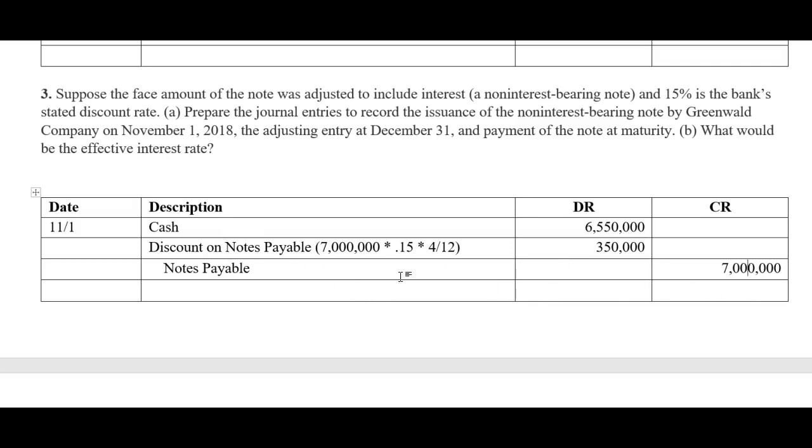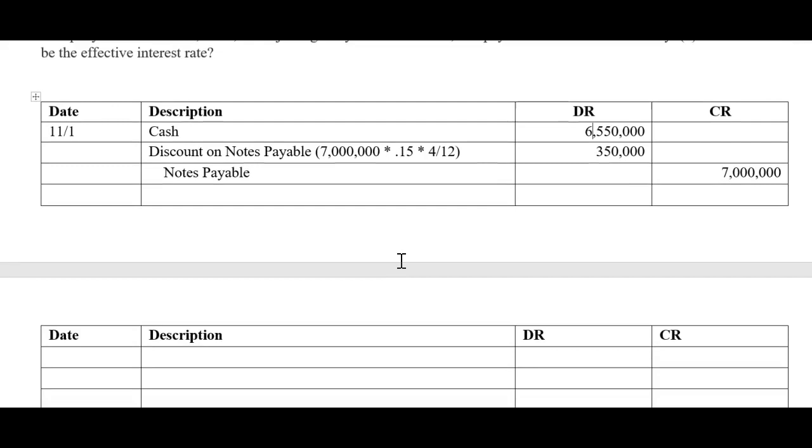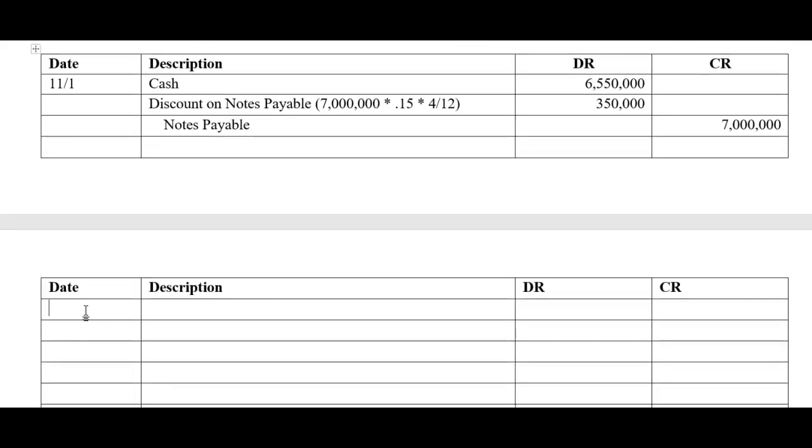Even though we have to pay back $7 million, we've discounted back for the interest that would have accrued and gone ahead and taken it out on the top of the note. So we only received $6,550,000. Now let's look at the same thing, the adjusting entry at December 31st and the entries required at maturity.